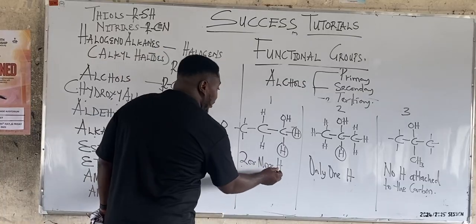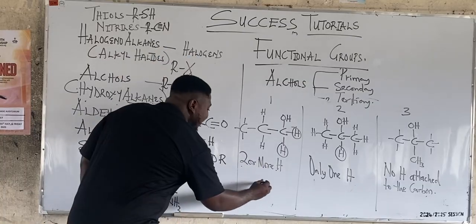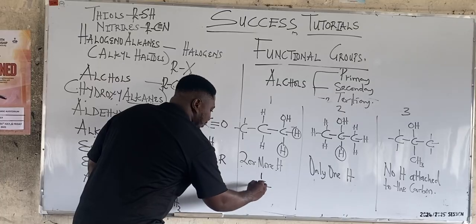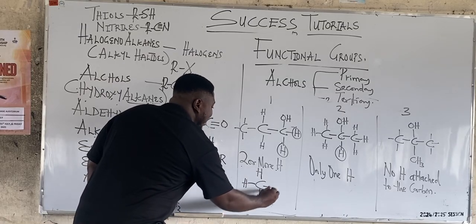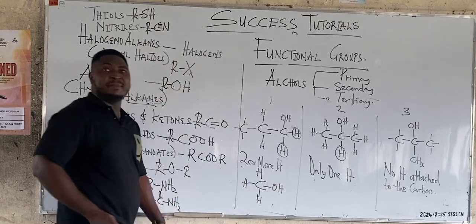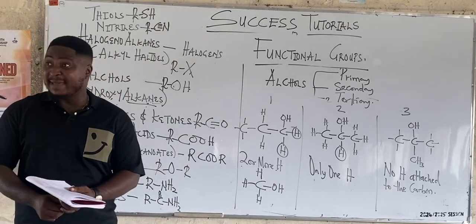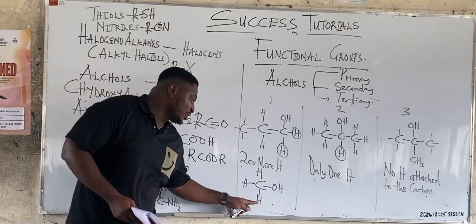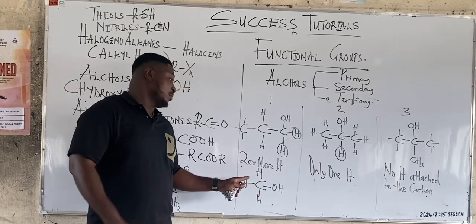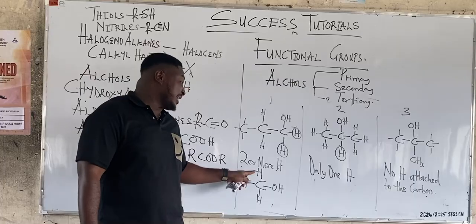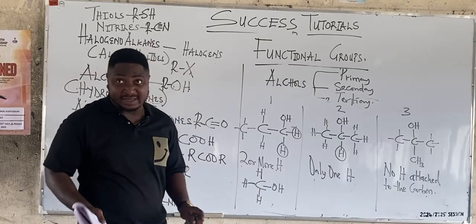Why do we say two or more for primary? Because class, look at this alcohol that has only one carbon. It has space to entertain more than two hydrogens and still have OH. Methanol, because it's one carbon, has space to entertain more than two hydrogens. That's why primary is two or more. So if there are more than two hydrogens attached to the carbon bearing the OH group, it's still primary.